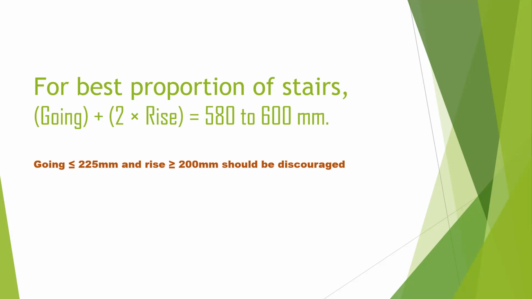So you can use this range of values and design your stair using the formula above: going plus 2 rise equals 580 to 600. Whatever your going plus 2 rise gives you, if it falls within 580 to 600 mm and you have not used a going less than or equal to 225 and a rise greater than or equal to 200 mm, then you have done very well.